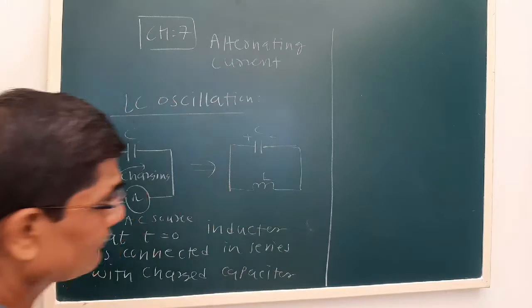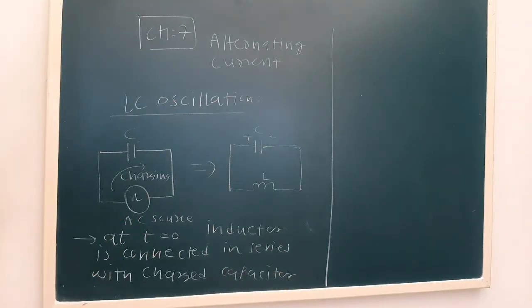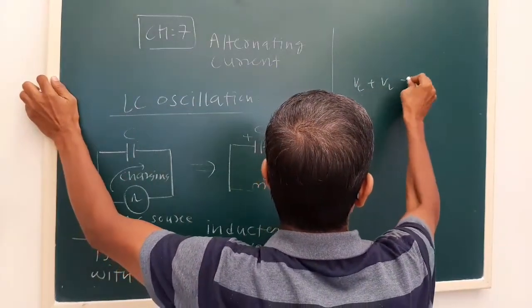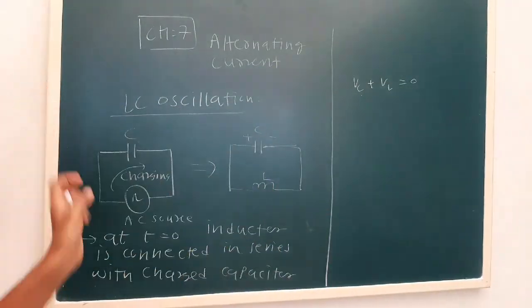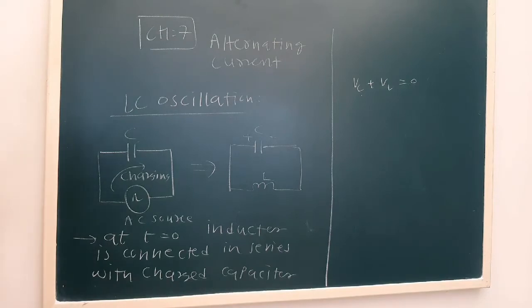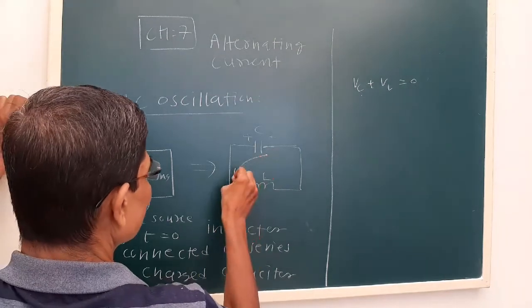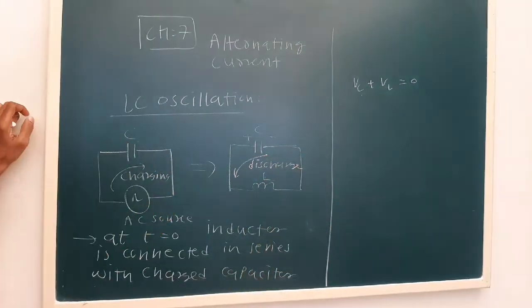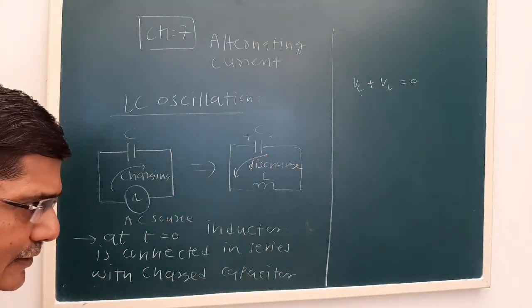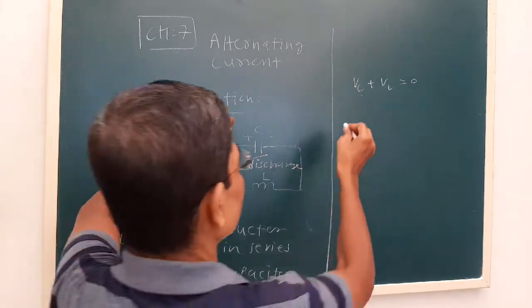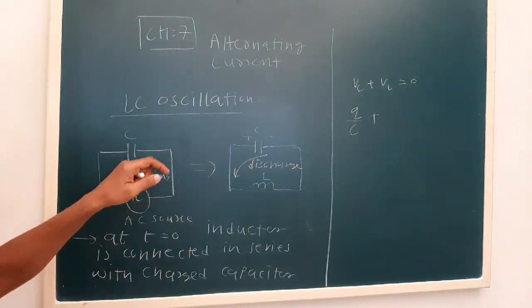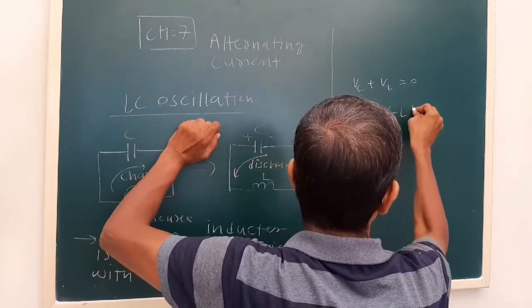Now we have to write the differential equation of LC oscillation. This can be asked in a 2-mark question. Here it will be Vc plus VL is equal to 0. Because the capacitor is already charged, discharge will take place, so the charge on the capacitor will be decreasing. The voltage on the capacitor is Q by C. Inductor voltage is minus L di by dt.